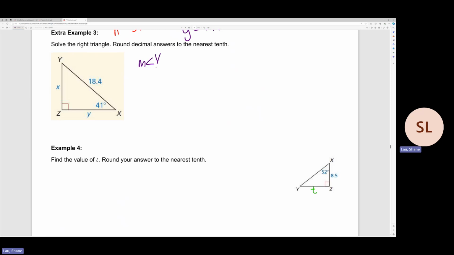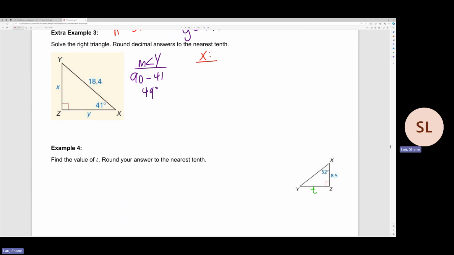We'll start with the measurement of y first. Think back to Unit 5, when we introduced this: if we have a right triangle, then the other two angles, which are not the right angle, add up to 90. So I'm going to take 90 minus 41, and I get an answer of 49 degrees for my y. Pretty easy.